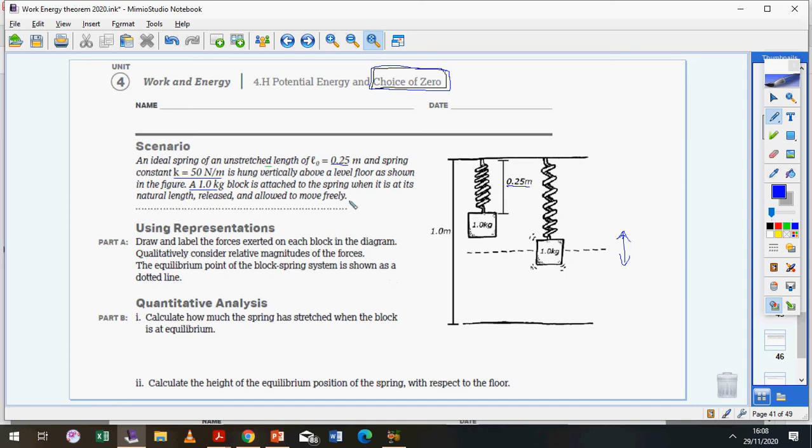Now, the block, just going back to this a little bit, the block is attached to the spring when it's at its natural length, right? So just at this position, it's not yet released. The only force that's acting is the force of gravity. Because you might be asking, why isn't the force of the spring acting at this stage? Well, the spring is at its natural length. It has not yet been released, so there's nothing extending it, there's nothing causing tension in the spring, and therefore there is no restoring force in the spring.